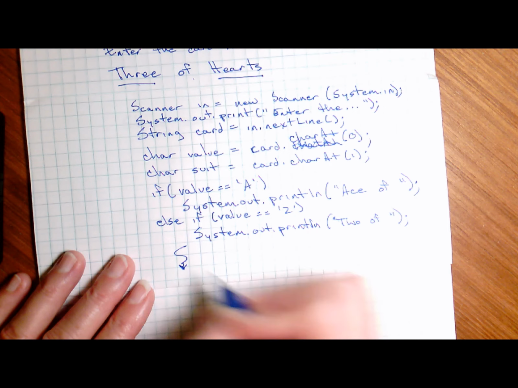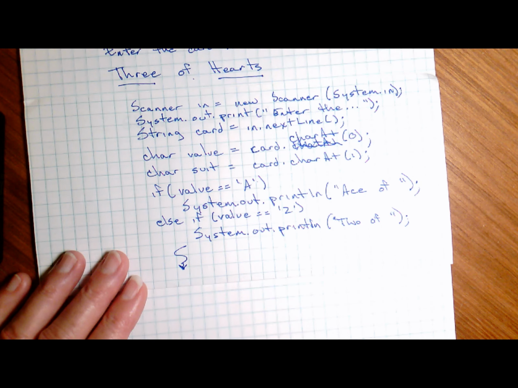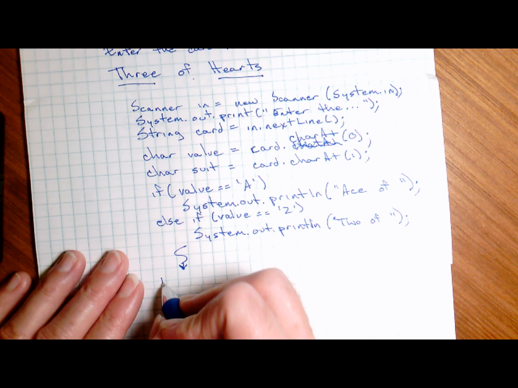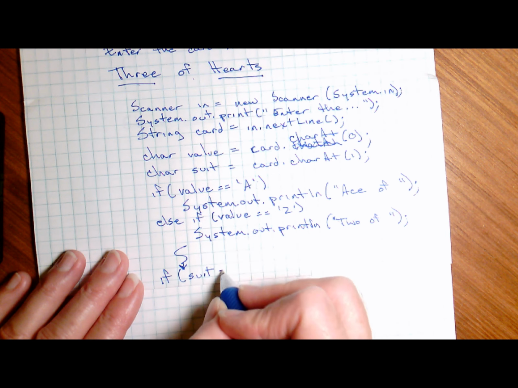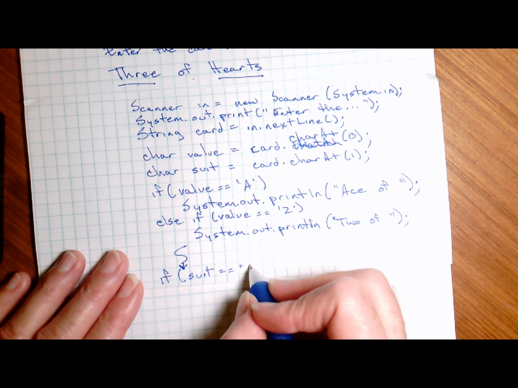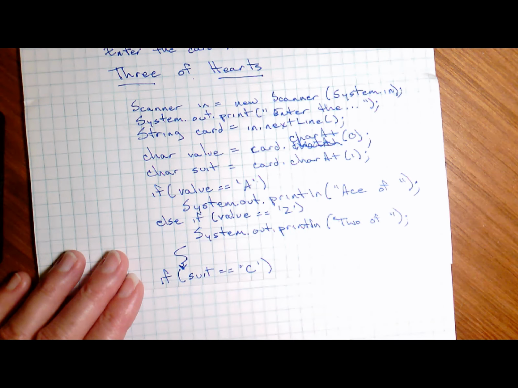But once we're done with that, we need to look at the second character that they typed in. That would be the suit. So we would have a new if statement: if the suit equals, and you can pick whichever one you want to do first, say 'C' for clubs, then you would output clubs. Else if suit equals 'H', you would output hearts, and so on.